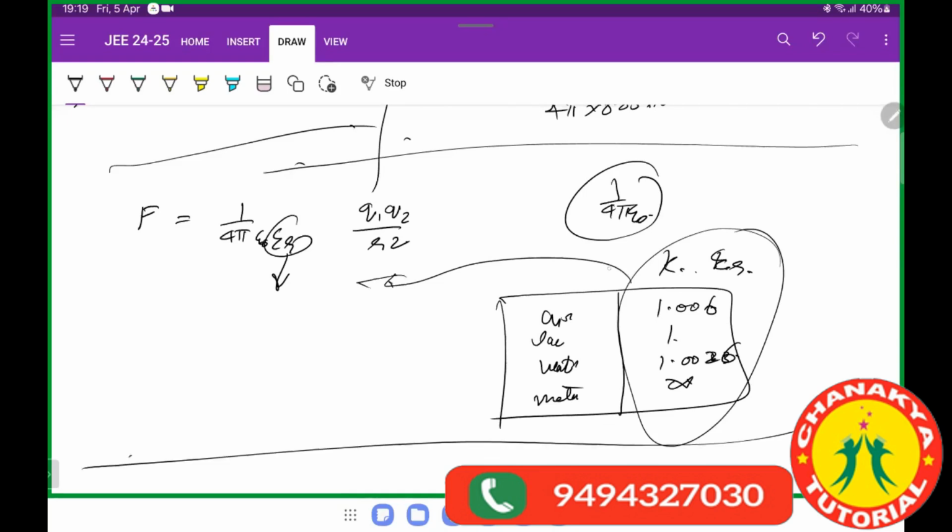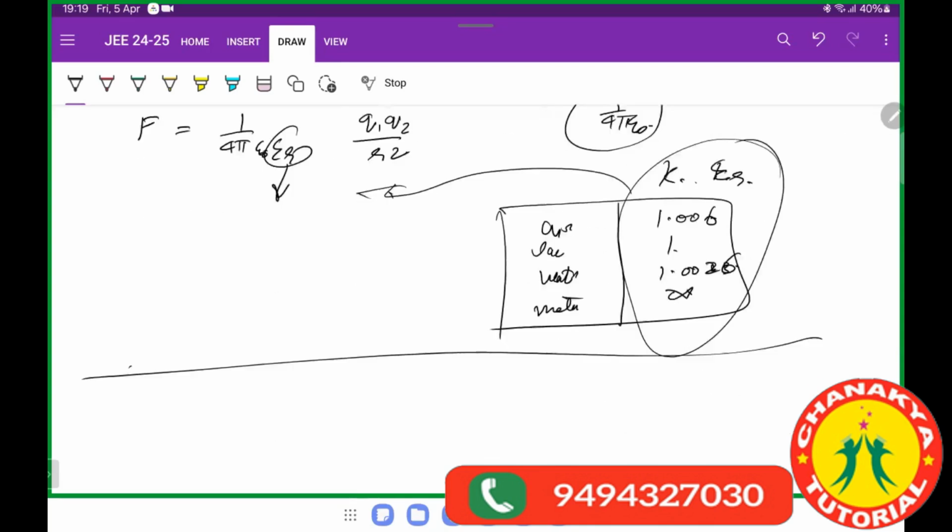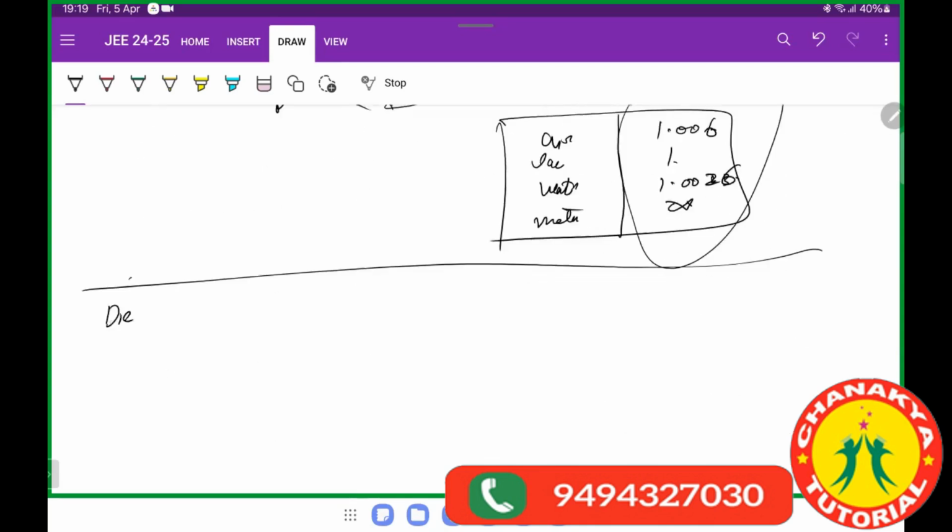This K and epsilon naught are called dielectric. Now dielectric means an insulator. We will see it in detail in the next chapter, but for now we just have an introduction to it. Dielectric is just a type of insulator. Okay, so have you seen this? Have you seen capacitors?